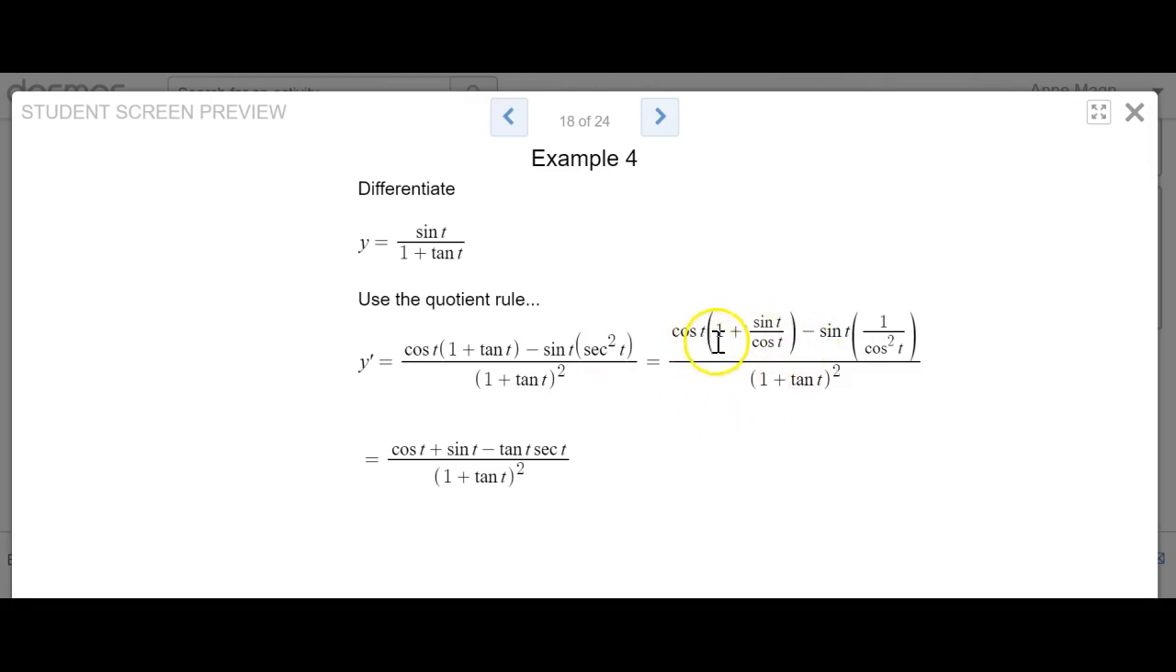So if we express tangent in terms of sine and cosine, and express secant in terms of cosine, we can simplify things a little bit.